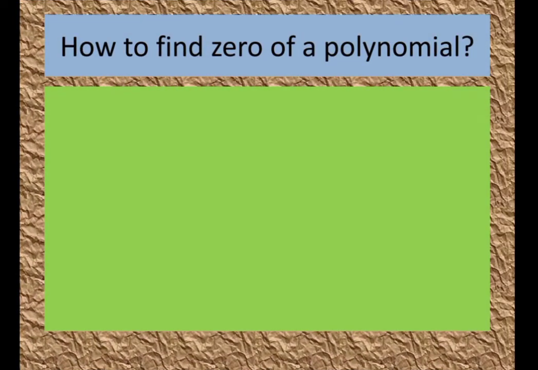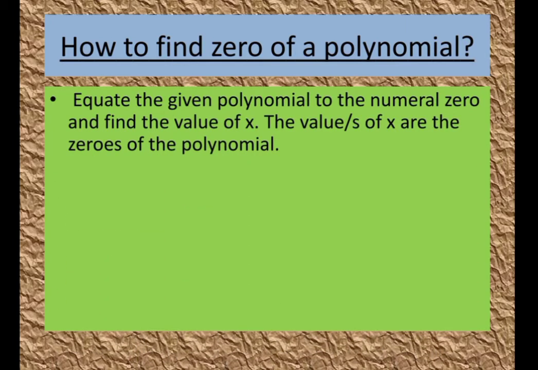How to find the zero of a polynomial? Let us see with some examples. Equate the given polynomial to 0 and find the value of x. That value is the zero of the polynomial. For example, x minus 2 is a linear polynomial. If you equate x minus 2 equal to 0, x is equal to 2. So 2 is the zero of that polynomial.